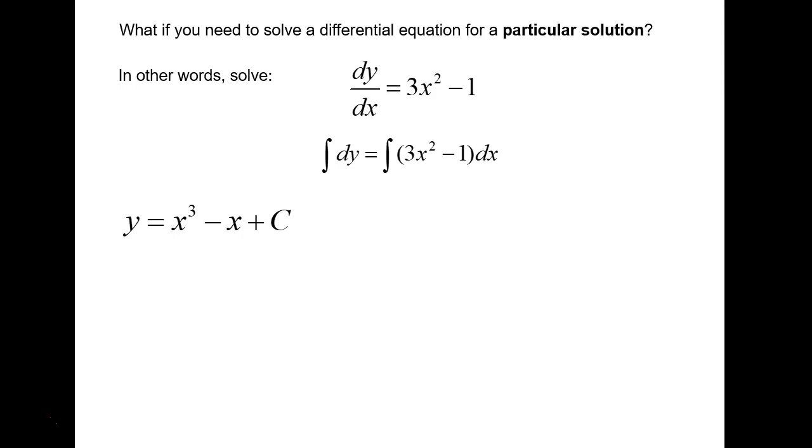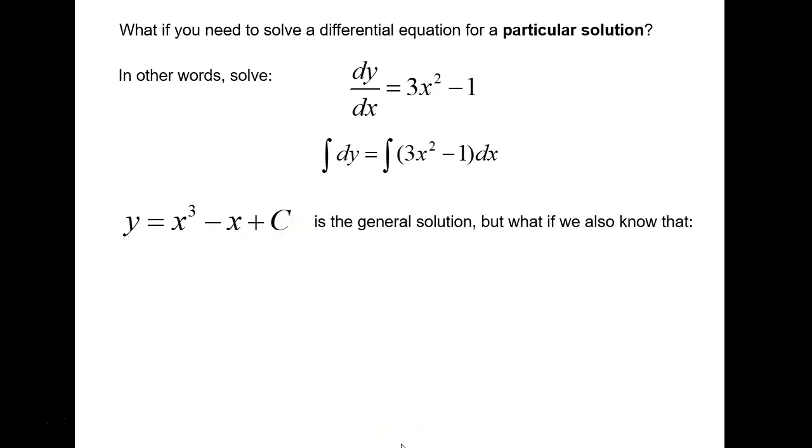I'm not so concerned about all the separating the variables and all that, but make sure you see what we're doing. To solve this, I'm integrating 3x squared minus 1. So the integral of 3x squared minus 1 would be x cubed minus x plus c. So this is called the general solution to the differential equation because it's got the plus c in there.